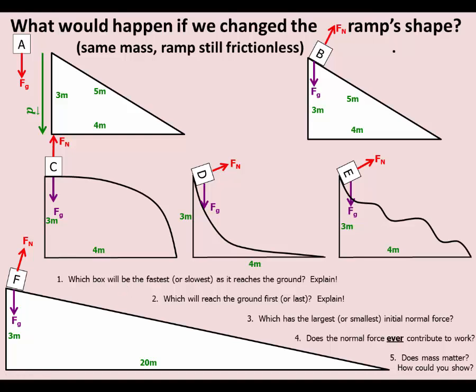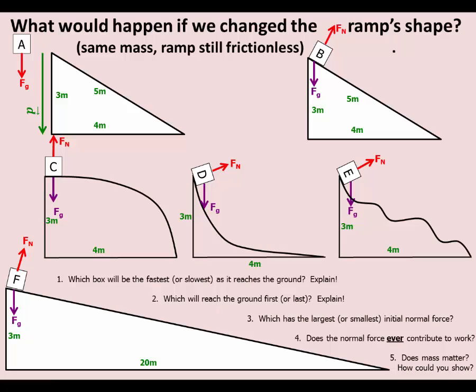I want you to try to rank order which box will be the fastest to the ground or the slowest as it reaches the ground. I'm looking at the speed you have when you reach the ground with the block. So I'm looking for the final velocity at the ground for each one of these cases. Rank order which one will have the fastest speed at the ground and which one will have the slowest, and work out the whole order the best you can. Remember, this is a little bit of guessing, a little bit of logic.